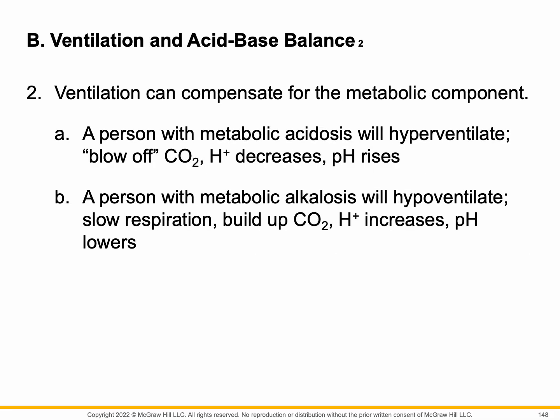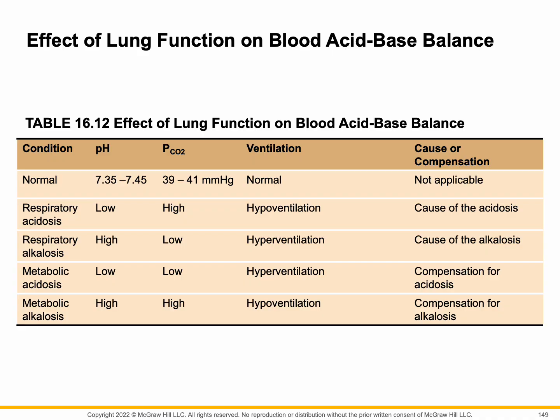Ventilation can compensate for the metabolic component. A person with metabolic acidosis will hyperventilate, blow off carbon dioxide. Hydrogen decreases and pH levels will rise. A person with metabolic alkalosis will hypoventilate. So slow respiration builds up carbon dioxide, which leads to increased hydrogen ion concentrations, thereby lowering the pH. Please review Table 16.12, which gives the effect of lung function on blood acid-base balance.